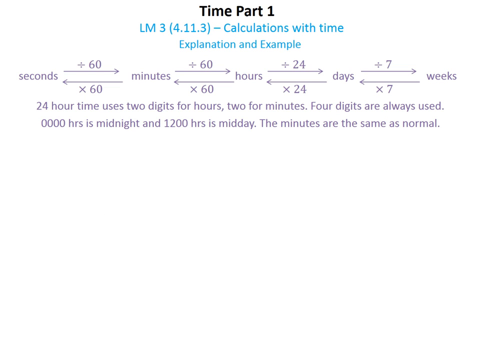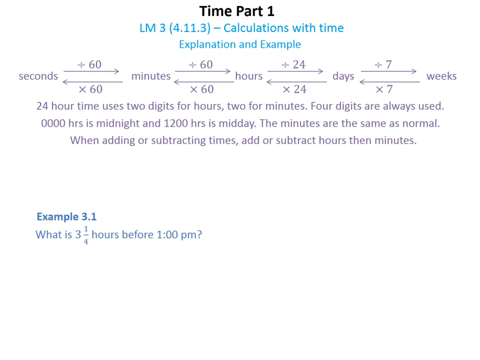Let's have a look at some calculations we can do with time, starting with what is 3 1/4 hours before 1 p.m. Now the easiest way to do this is add or subtract the hours and then do the minutes. So do them one at a time. And so I'm going to start with doing what's 3 hours before 1 p.m. So 1 p.m. take away 3 hours, this is the working I show. 1 p.m. take away 3 hours, that's 10 a.m.